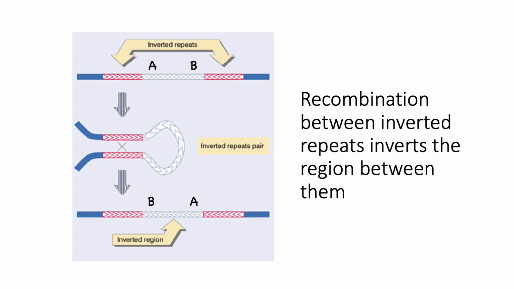Now if we have homologous sequences that are in opposite orientation, so they're inverted repeats, they can loop around and pair as shown in the middle of this figure. And when there's a recombination between those, we don't lose anything, we just invert the region between the two repeated sequences. So at the top, before the recombination, the orientation was A on the left, B on the right. After recombination, B is on the left and A is on the right.